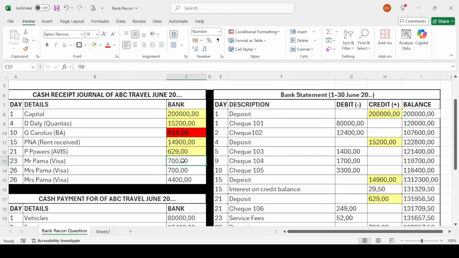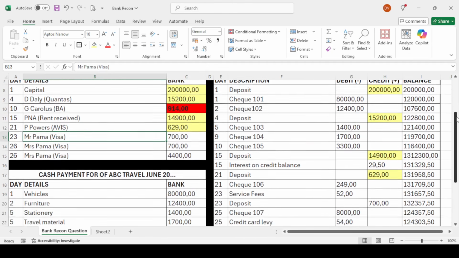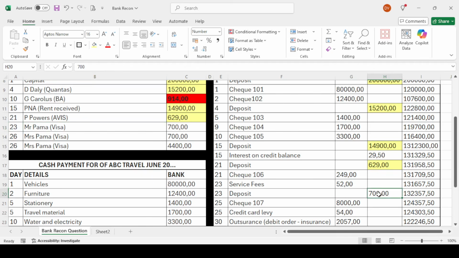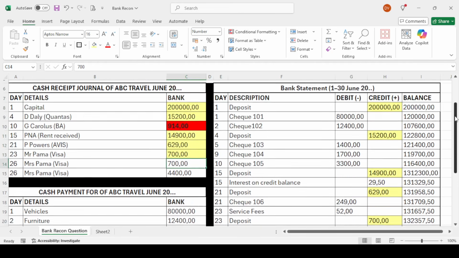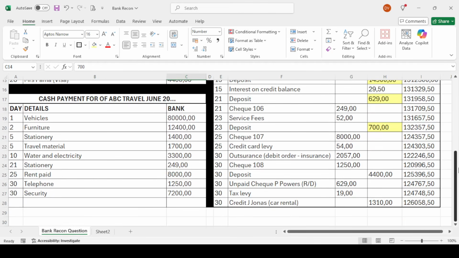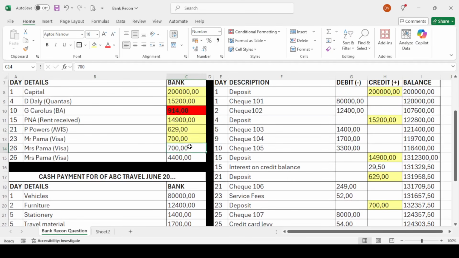Okay, then we've got 2 times 700 Rand. The one is for Mr. Palmer and the other one is for Mrs. Palmer, but our dates are different. So if we look at our bank statement, we see a 700 Rand here on the 23rd, meaning that we can tick it off because we also have it on the 23rd. But this 700 Rand is not on your bank statement. Do you see? So we have to circle this amount, and we have to remember that later we're going to have to put it in the right place.